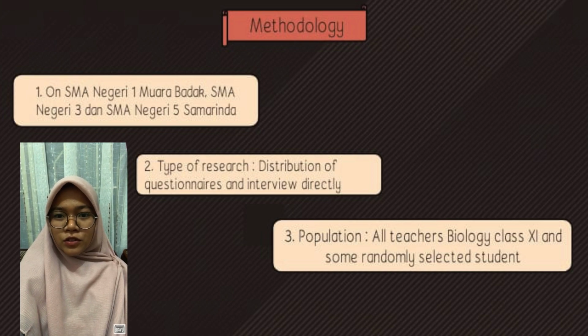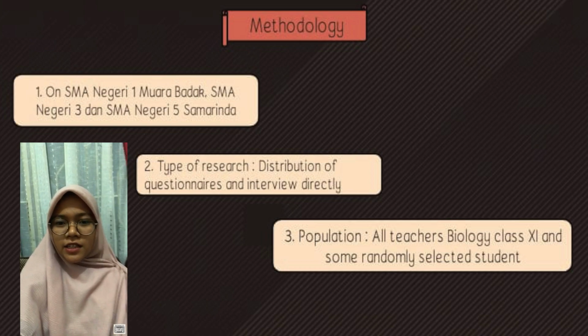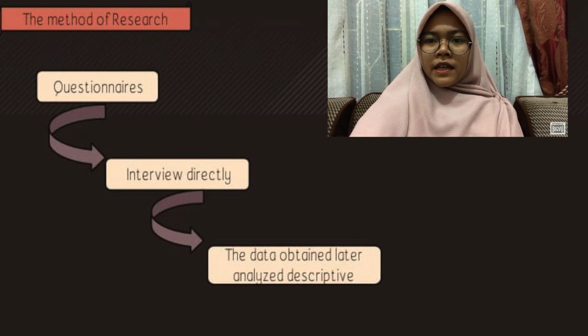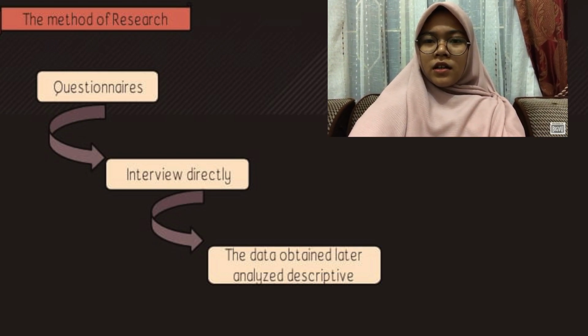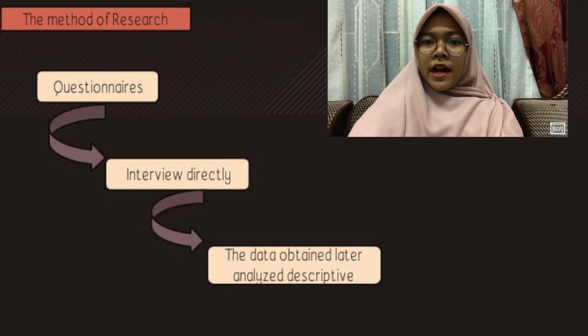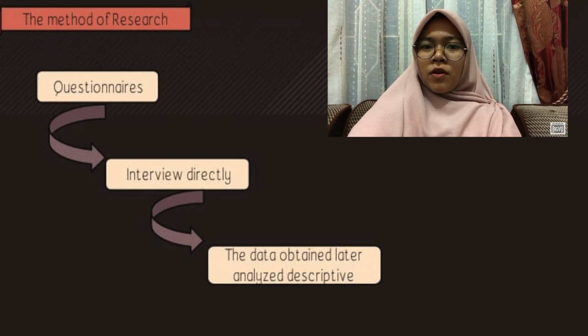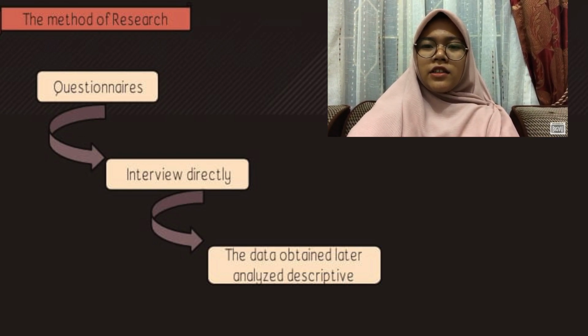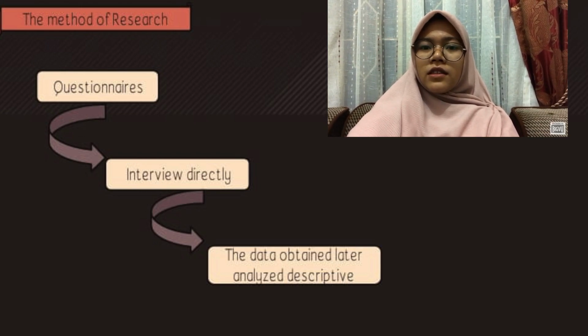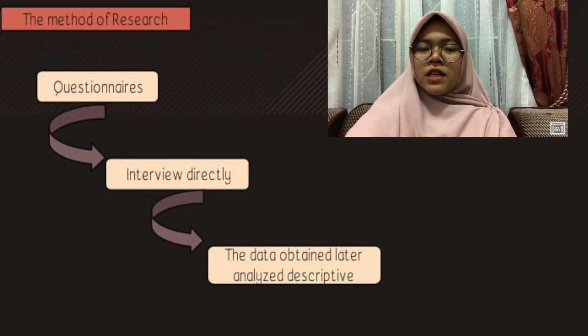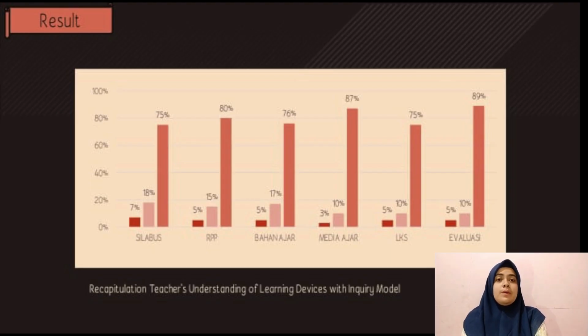Then I will explain the type of this research, which used distribution of questionnaires and direct interviews. The sampling technique in this study used a needs analysis instrument for teachers and students with a survey method, with research instruments in the form of questionnaires and directed interviews. The data obtained from questionnaires and interviews will be analyzed successively. Does anyone have any question before I move on?